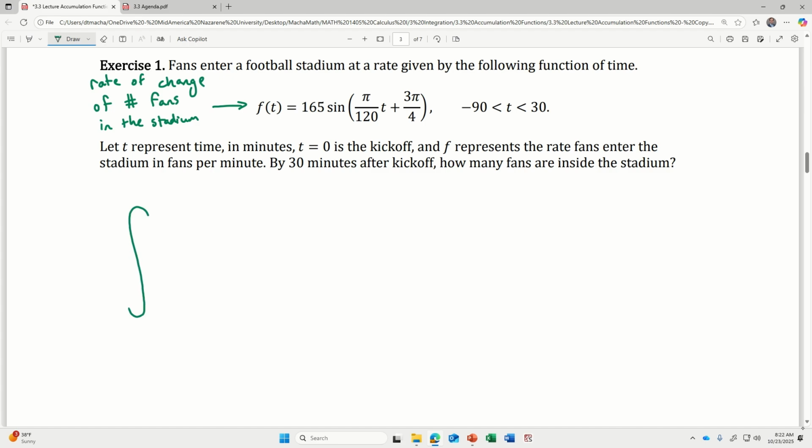Yep, the answer is going to be an integral, from lower bound negative 90 to upper bound 30. So fans start entering the stadium an hour and a half before kickoff, and we're interested in how many fans are there 30 minutes after kickoff. So now my integrand will be the rate of change, 165 times sine of pi over 120 t plus 3 over 4 pi, dt.